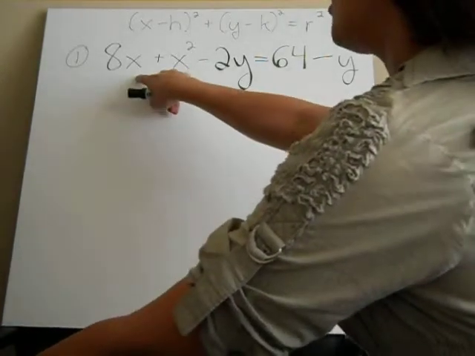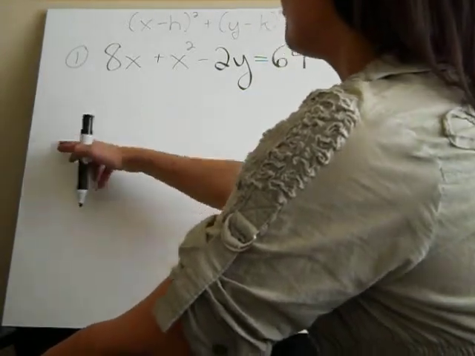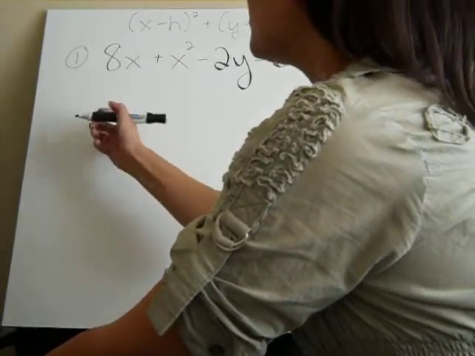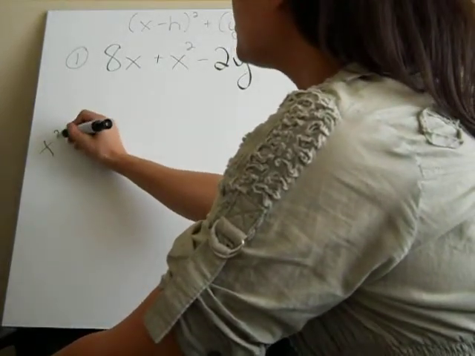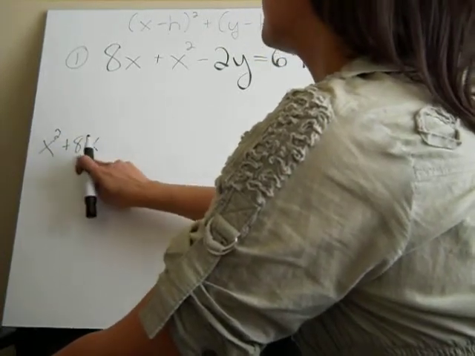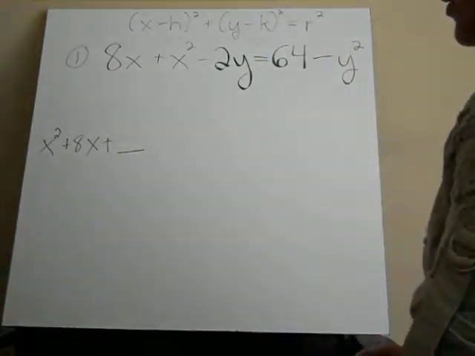So first I'm going to get all my x's in descending order over here. I'm allowed to swap these two because of the commutative property. Addition is commutative. So 8x squared plus 8x. And I'm going to add in my blank because I know I'm going to be completing the square.